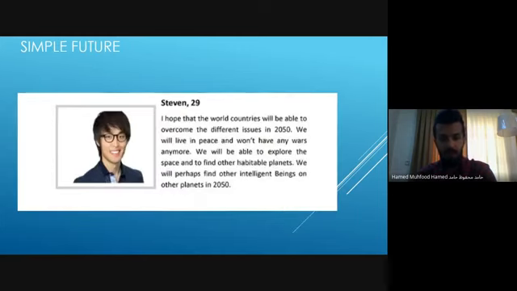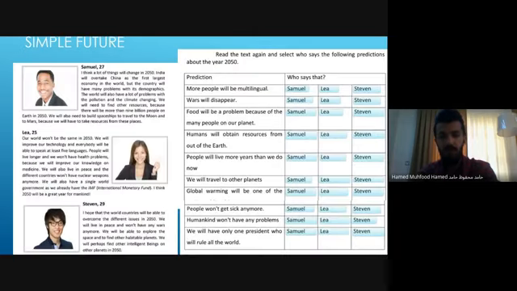And Stephen says, I hope that the world countries will be able to overcome the different issues in 2050. We will live in peace and we won't have any wars anymore. We will be able to explore the space and to find other habitable planets. We will perhaps find other intelligent beings on other planets in 2050. So these are the predictions presented by these 3 people.